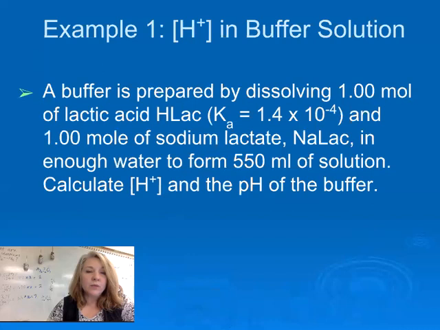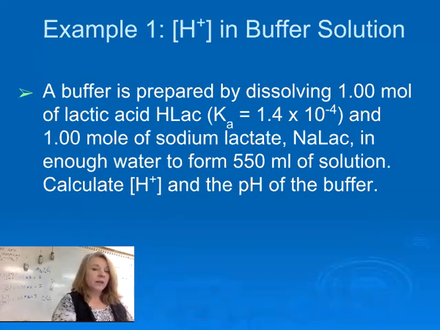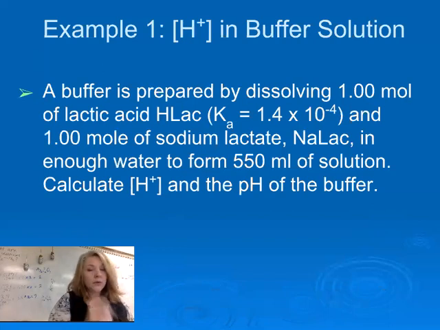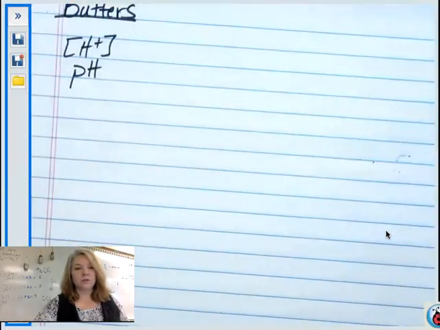Okay, so example 1, we have a buffer prepared by dissolving 1 mole of lactic acid and 1 mole of sodium lactate in enough water to make 550 milliliters of solution. Now this time they're wanting us to calculate the hydrogen ion concentration and the pH for this. So we could use the Henderson-Hasselbalch equation if we wanted to, although I feel like we might want to take this a little one step at a time. So let's go over and let me show you this written down.